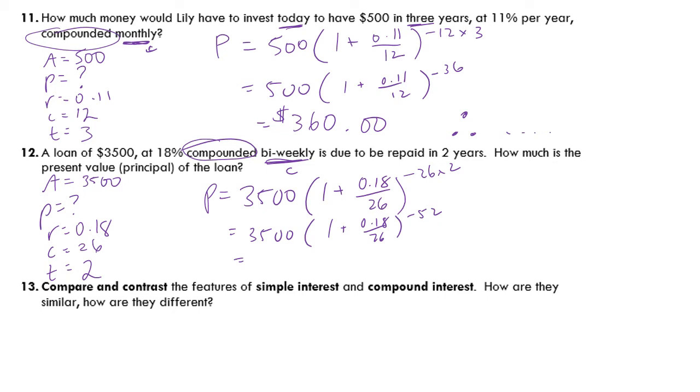Enter it just like you see it, 3,500, bracket, 1 plus 0.18 divided by 26, close bracket, exponent button, negative 52. Should be less than 3,500, $2,444. And when we round, 90 cents. So therefore, the loan is currently $2,444.90. In 2 years' time, it would have had a value of $3,500.